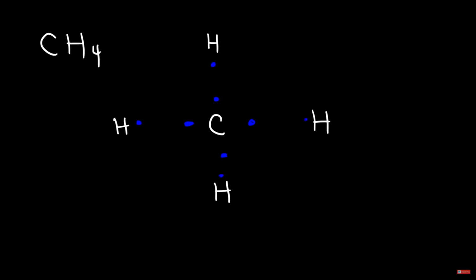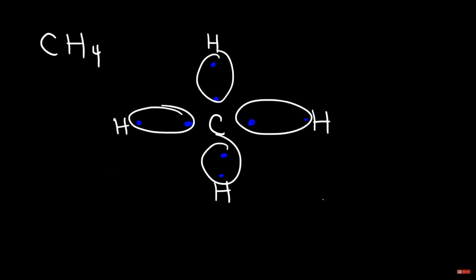So when these elements get together to form methane, you can see that this is going to represent 1 single bond, this is another, and that's another single bond, and here's another. So methane looks like this. This is the Lewis structure for CH4.